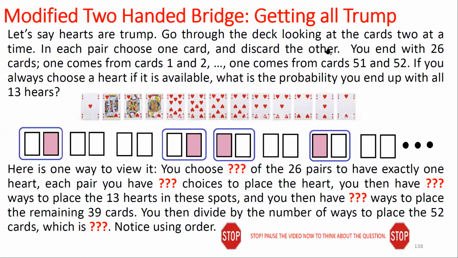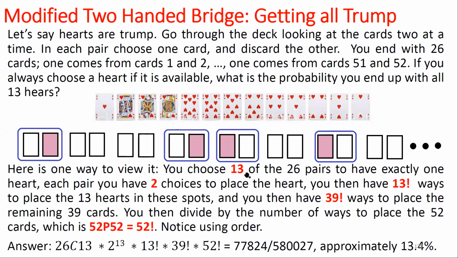All right, so I am back from talking with my TAs, and what they said is, well, we have to choose 13 of the 26 pairs to have exactly 1 heart, because there are 13 hearts. In each pair, you have 2 choices. The heart could be the first card or the second card. Because we're doing this in an ordered way, we now put the 13 hearts in the 13 spots that are marked. There are 13 factorial ways to do that.